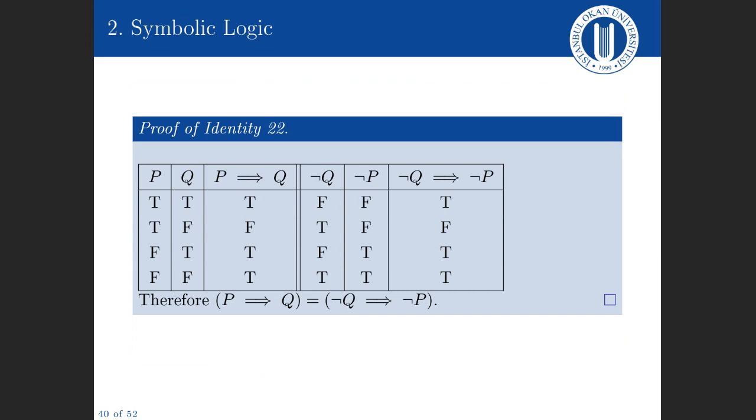I can also prove identity 22 the same way. This left side is the same as we just had. P implies Q, true, false, true, true. I've written not Q, that's the opposite of Q, and not P. And then I've calculated not Q implies not P. And again, I get true, false, true, true. So these two things are the same.